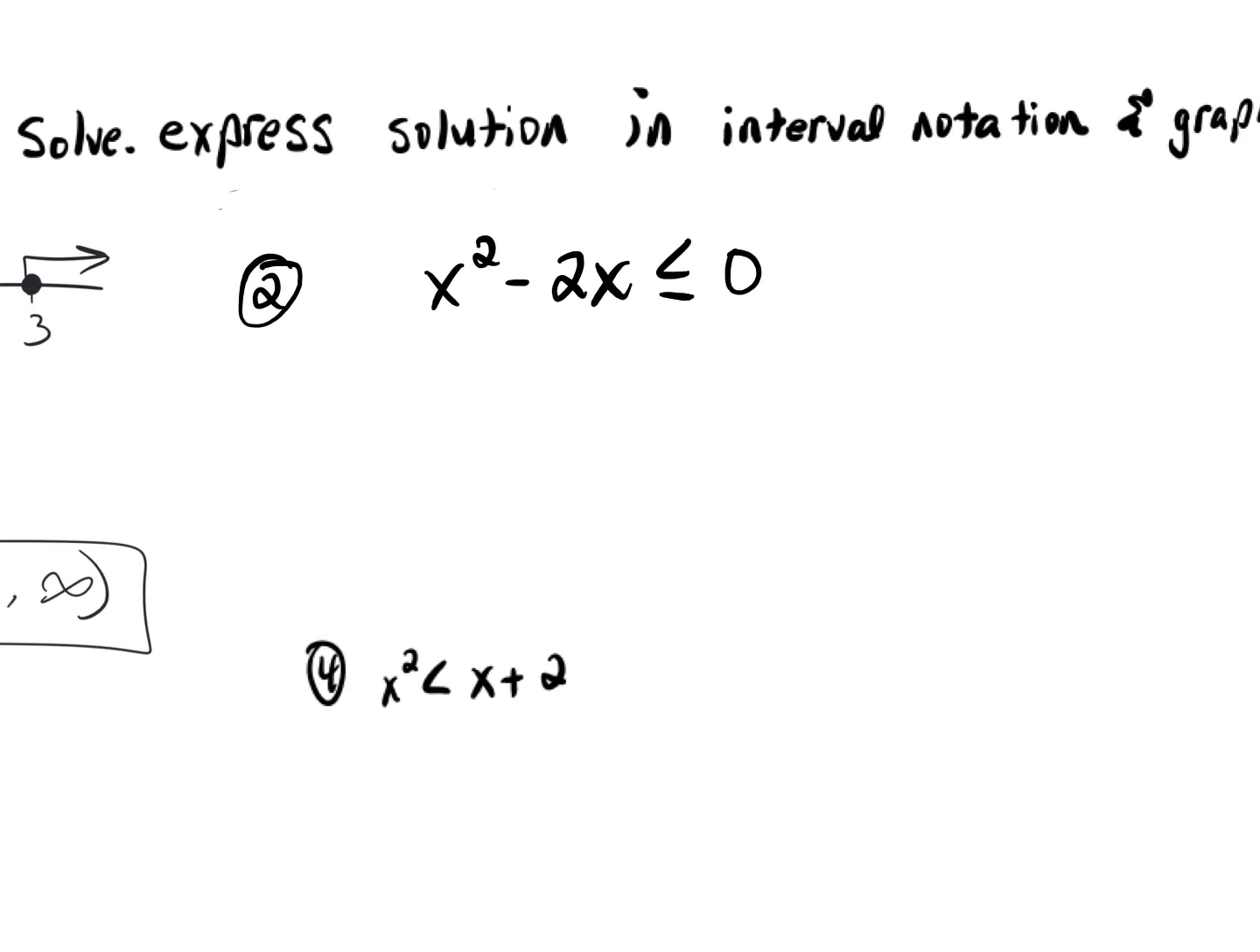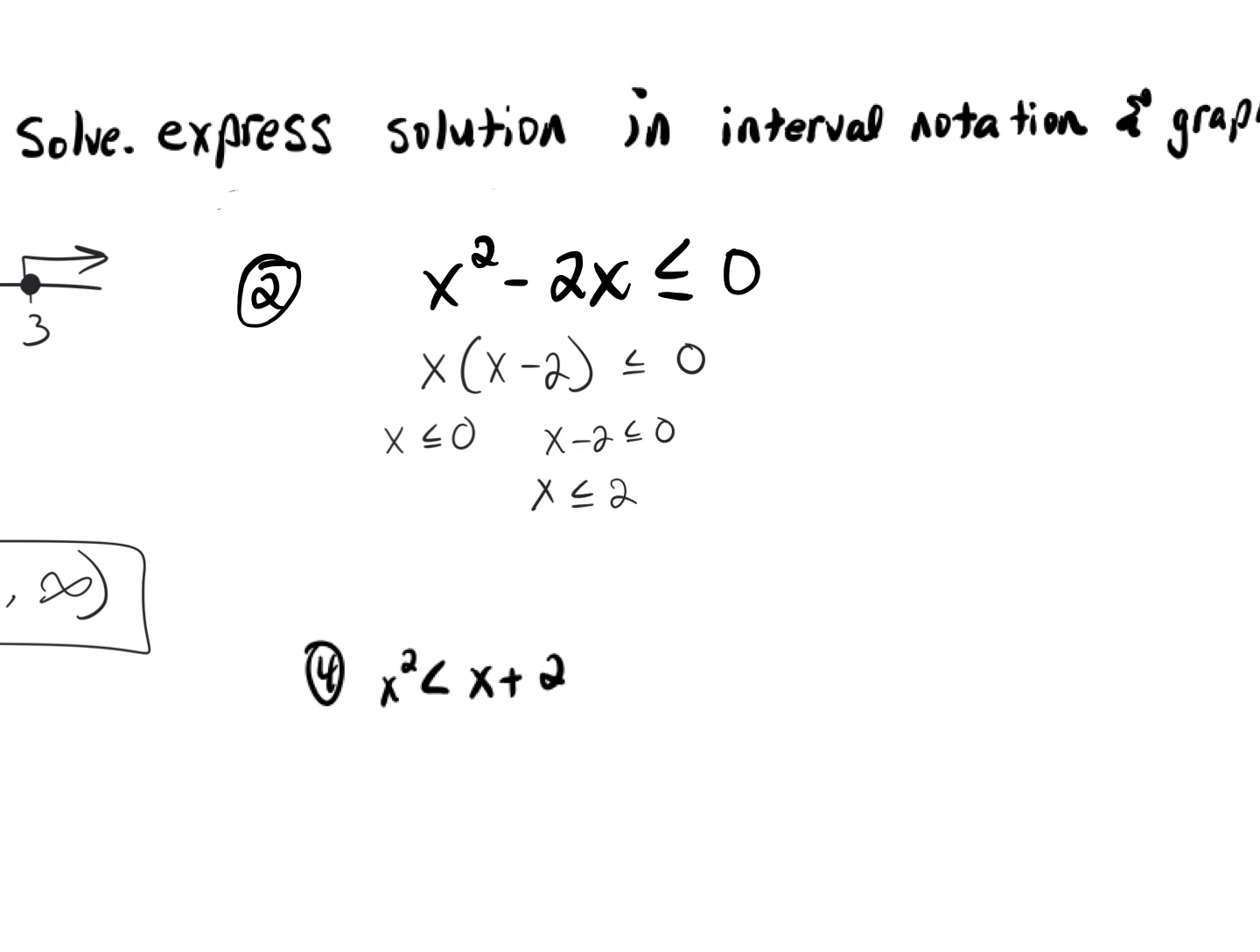For number 2, again, there's nothing for us to move, so I'm just going to go ahead and factor the x. So we get x minus 2 is less than or equal to 0. We have x is less than or equal to 0, and x minus 2 is less than or equal to 0. So x is less than or equal to 0, and x is less than or equal to 2. When I plug that in, I have 0 and 2, both closed circles, so they're included. I'm going to just test out 1. 1 is in between, easy enough numbers.